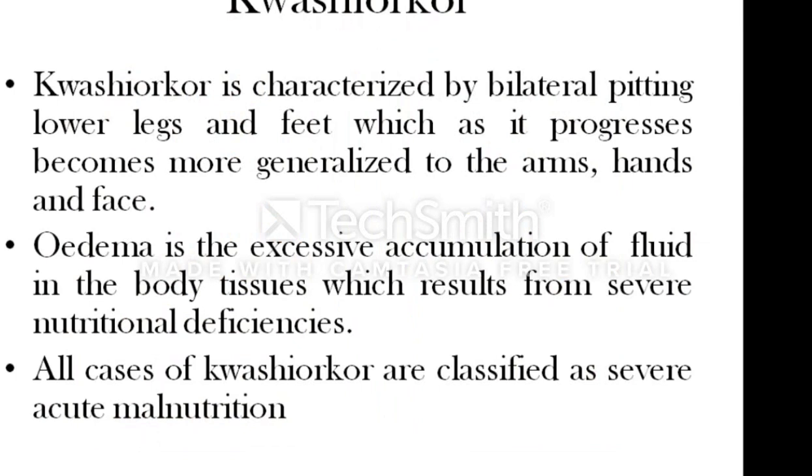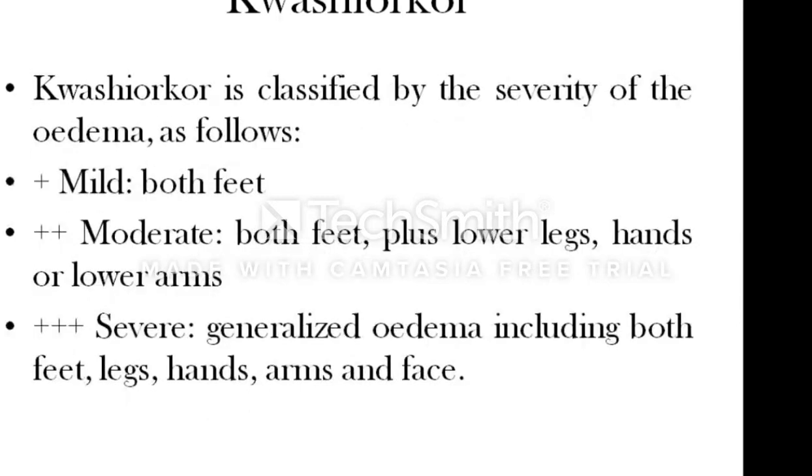Kwashiorkor is characterized by bilateral pitting lower leg edema and feet, which as it progresses becomes more generalized, and the body and arms get edema. Edema is the excessive accumulation of fluid in the body tissues which results from severe nutritional deficiencies. All cases of kwashiorkor are classified as severe acute malnutrition. Kwashiorkor is classified by the severity of the edema as follows. Mild kwashiorkor: both feet, plus. Moderate kwashiorkor: both feet and lower limbs and hands and arms. Severe is generalized edema, including both feet, legs, arms, and even the face. So generalized edema of the body.